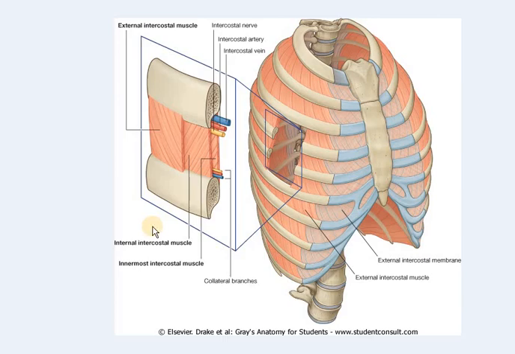Hello students. In the last two classes we have discussed the skeletal framework of the thoracic wall, and we have seen that the skeletal framework of the thoracic region is formed by the sternum, the 12 pairs of ribs, and the 12 thoracic vertebrae. In the last two classes we discussed the general features of the sternum and ribs. Today we will discuss the muscles which form the thoracic wall.